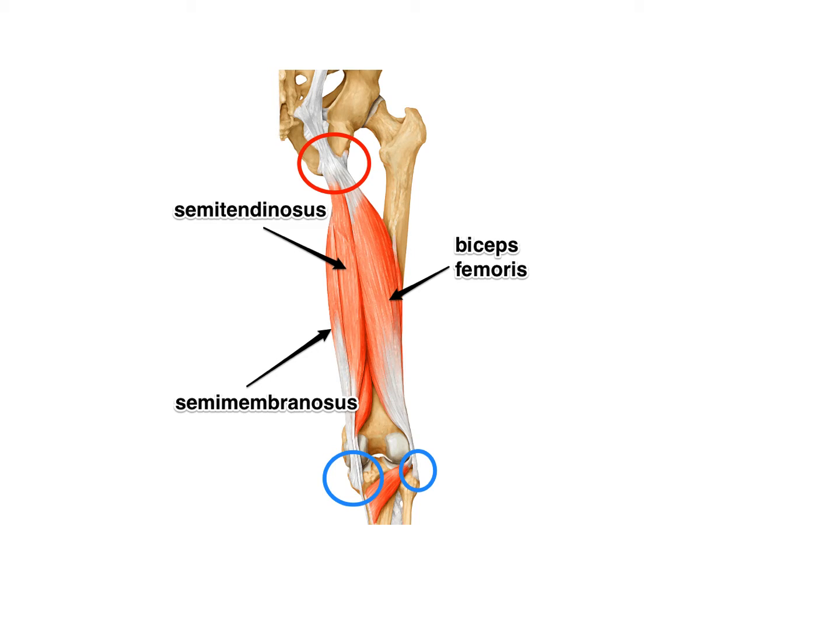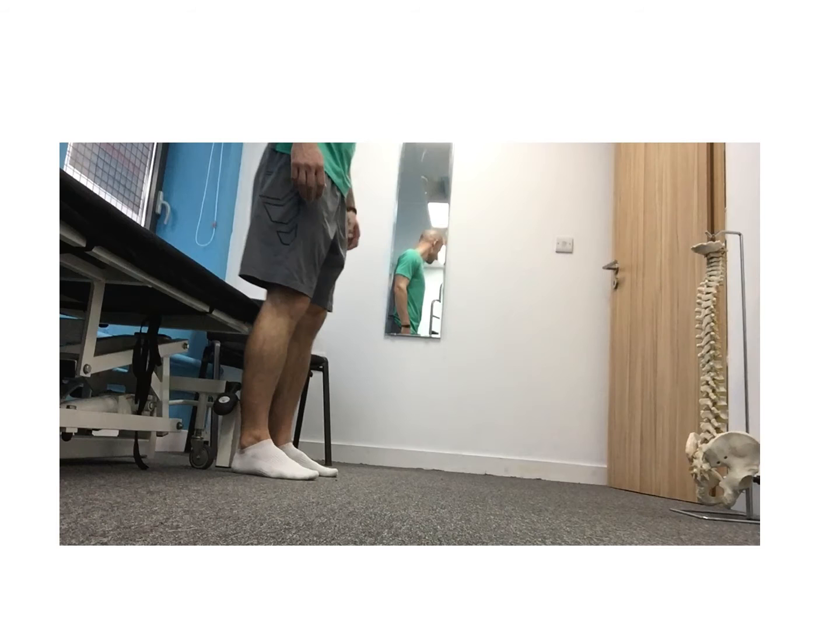Eccentrically, that would mean the muscle is working with hip flexion to then cause hip extension, knee extension to cause knee flexion, and internal and external rotation. However, when we look at the function of this muscle in gait, we start to get a very different picture.